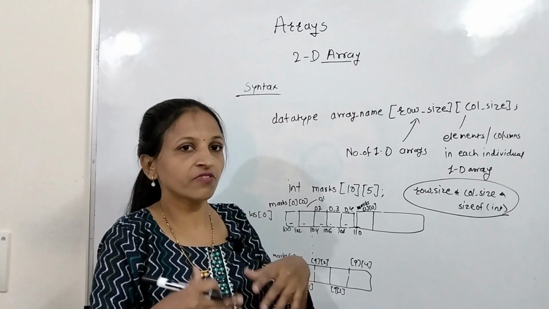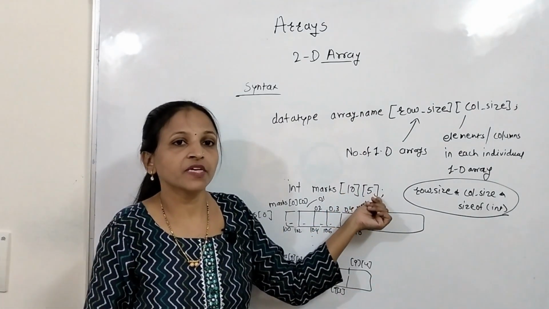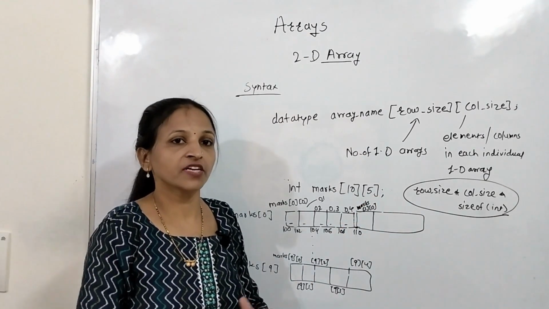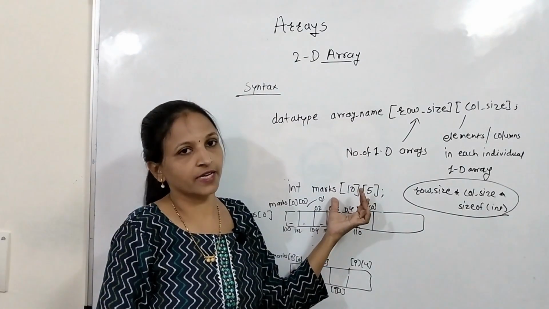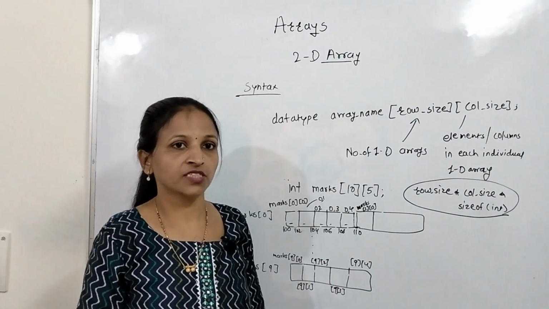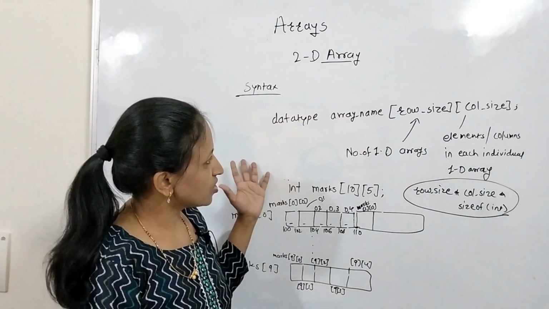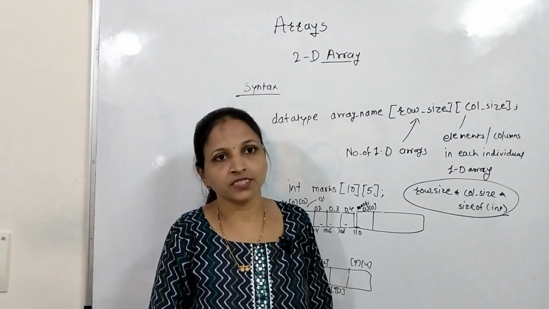Here I am considering one integer is taking 2 bytes, then 10 into 5, that is 50 into 2, 100 bytes will get allocated for that whole array, and all elements of that array will get stored contiguously. That is again the same thing, just like a one-dimensional array. A two-dimensional array is an array of arrays in this way.